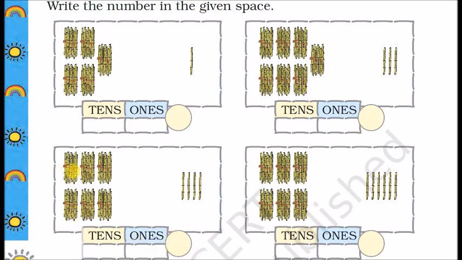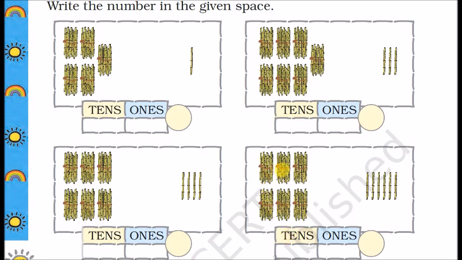How many tens? 1, 2, 3, 4, 5, 6. 6 tens. Right? 6. And how many ones? 1, 2, 3, 4. 4 ones. 6 and 4, 64.